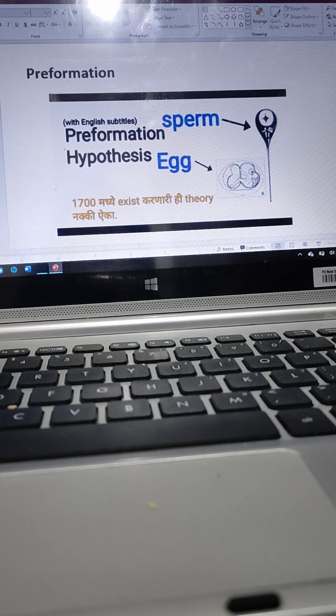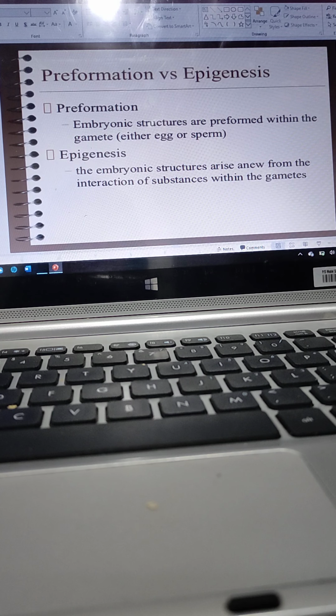Preformation tells that the gametes contain all of the elements which are present in the adult. Most biologists of the 17th and 18th centuries believed in preformation. Now we have epigenesis. This theory explains that the egg contains the material from which the embryo is gradually built. This theory became more popular in the mid-18th century.